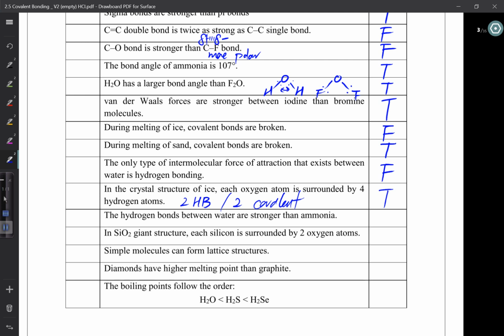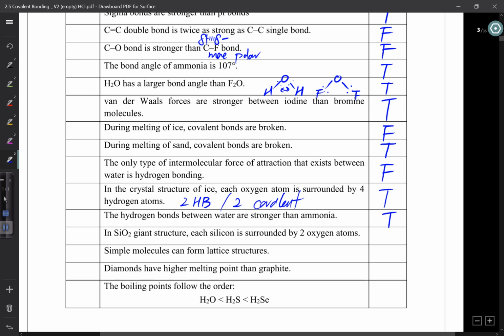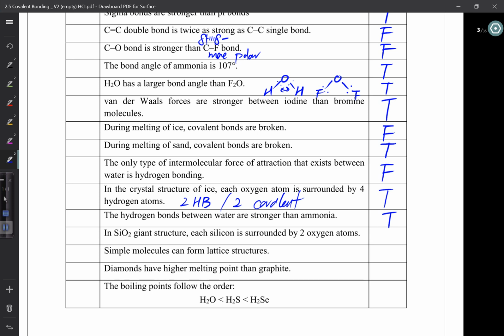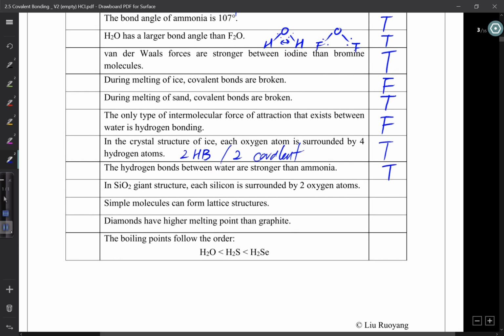The hydrogen bonds between water are stronger than between that of ammonia. Is this true or false? True, right? I mentioned a few factors which affect hydrogen bond strength. This is one. The H-F hydrogen bond is stronger than H-O, which is stronger than H-N, according to their electronegativity. In SiO2 giant structure, each silicon is surrounded by 2 oxygen atoms. False, right? I just mentioned that you cannot just rely on this formula for giant and extended structures like sodium chloride, etc. You have to recall what I told you just now, alright?